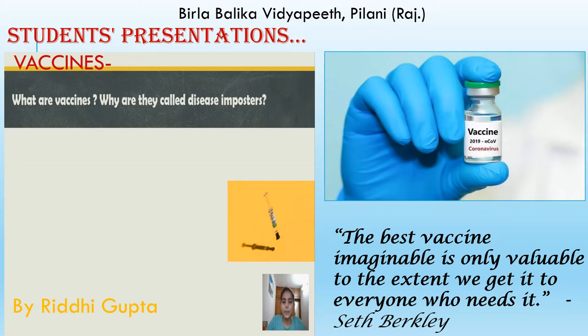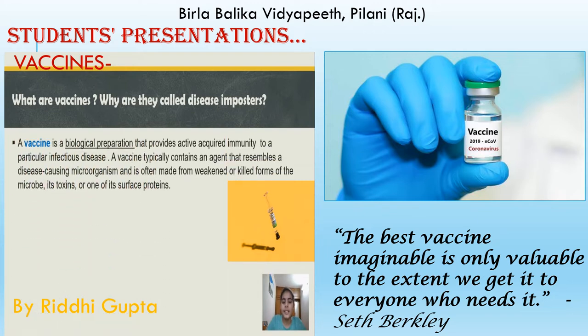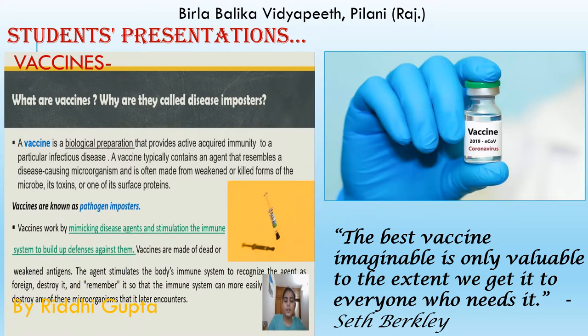What are vaccines? Why are they called disease or pathogen imposters? A vaccine is a biological preparation that provides active acquired immunity to a particular infectious disease. Vaccines are known as pathogen or disease imposters. This is because vaccines look like a particular bacteria or virus to the immune system, but do not make the body sick. Vaccines work by mimicking disease agents and stimulate the immune system to build up defenses against them.